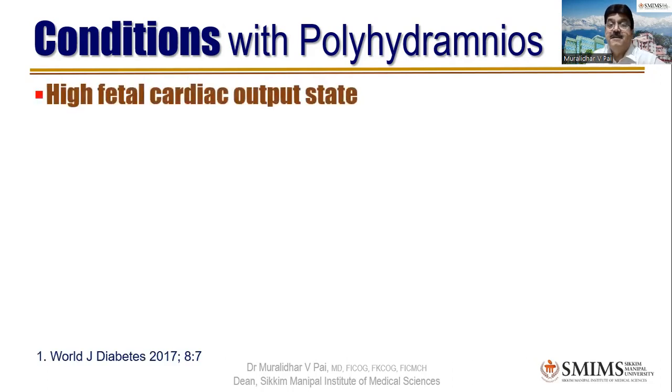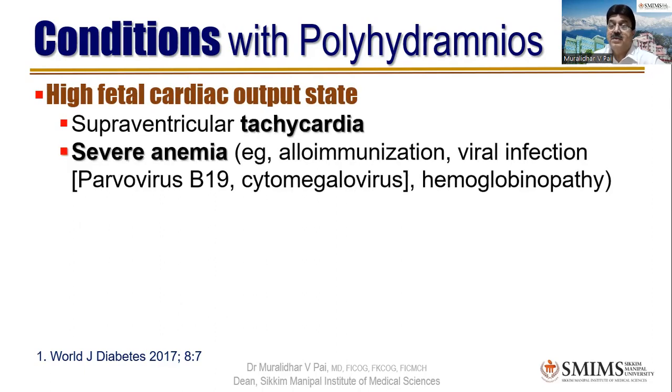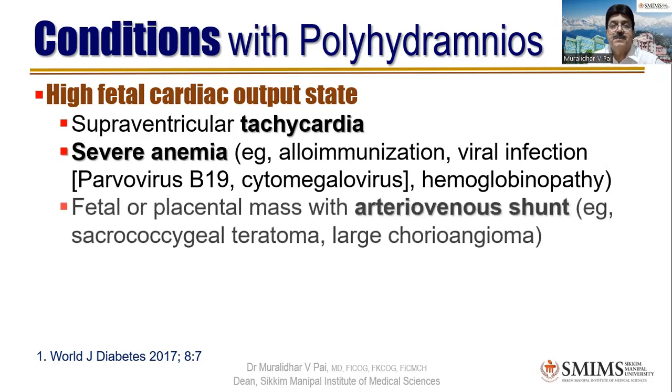High fetal cardiac output state contributes a lot. Obviously, when there is high cardiac output, there will be good renal perfusion and there will be a lot of urination. So supraventricular tachycardia, anything that causes severe anemia, for example, autoimmunization, viral infection, parvovirus B19 is notorious in that, cytomegalovirus, or hemoglobinopathy, where there is destruction of RBCs and then there is anemia. And obviously, the heart is made to work harder and push more blood. There is increased fetal cardiac output.